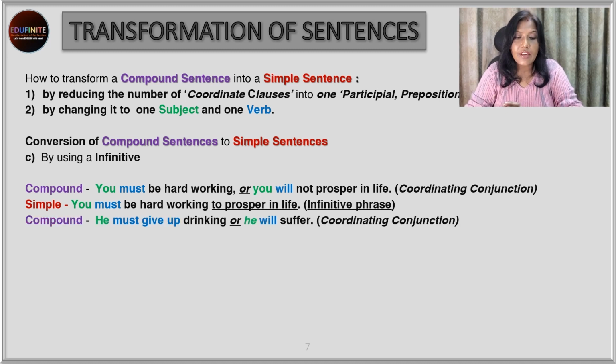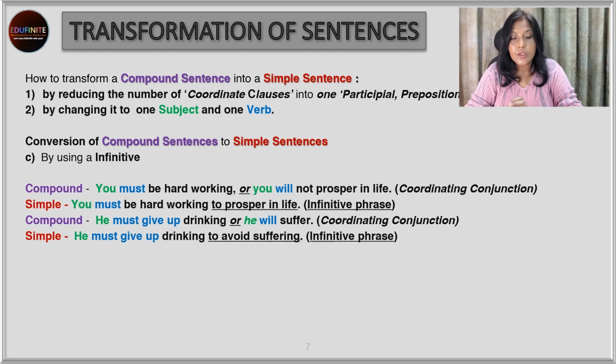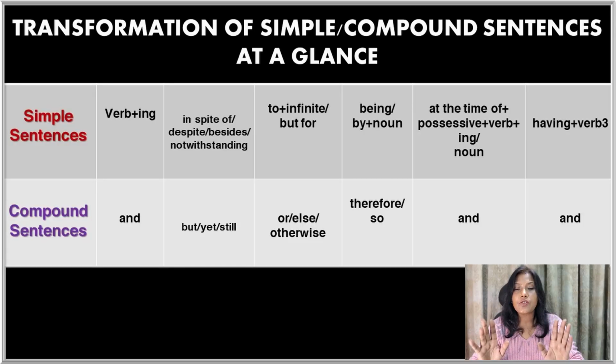Next, he must give up drinking or he will suffer. So this is a compound sentence with "or" as a coordinating conjunction, and let's see how we turn it into a simple sentence. He must give up drinking to avoid suffering. So, or he will suffer, that independent clause, we have reduced it to an infinitive phrase, to avoid suffering. So that's how we have reduced it into a simple sentence.